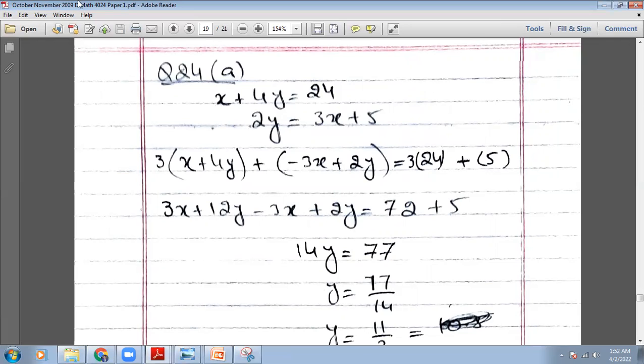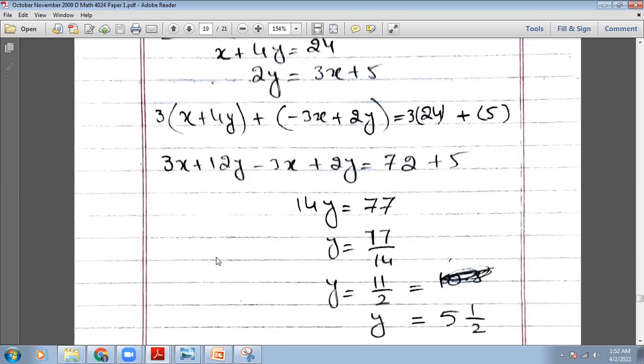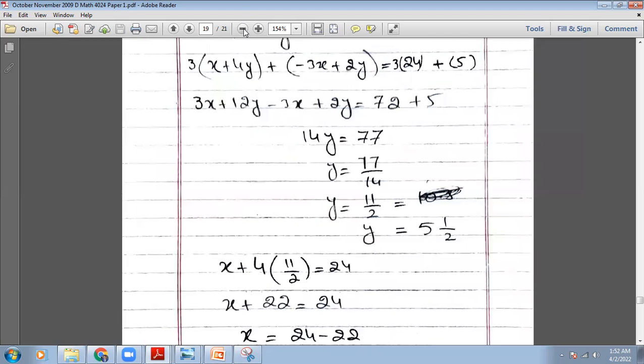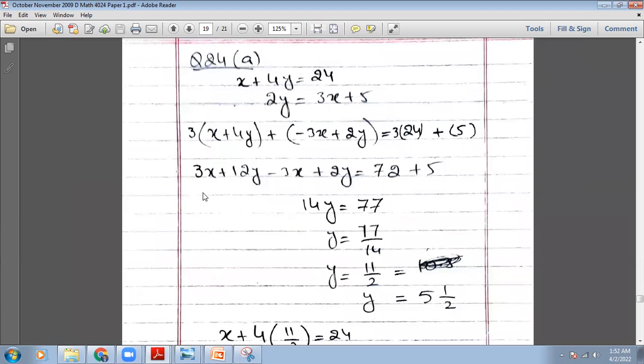So you can see the left side and left side of both the equations. I've taken this 3x to this side. 3 bracket x plus 4y bracket close plus minus 3x plus 2y bracket close equals 3 into 24 plus 5. So you will have 3x plus 12y minus 3x plus 2y equals 72 plus 5. So it will be 14y equals 77, and 77 divided by 14 will be 11 by 2, and that means 5 whole 1 by 2.